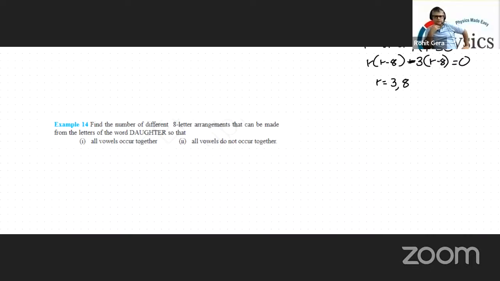You have to create 8-letter words. So 1, 2, 3, 4, 5, 6, no 7, 8. Total 8 are there. I mean, all vowels occur together.